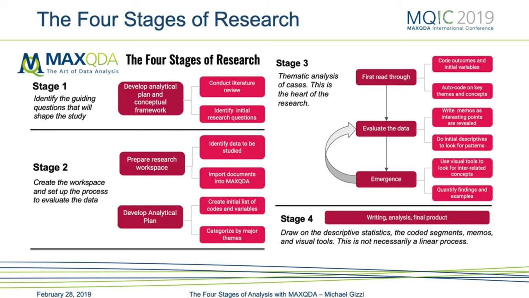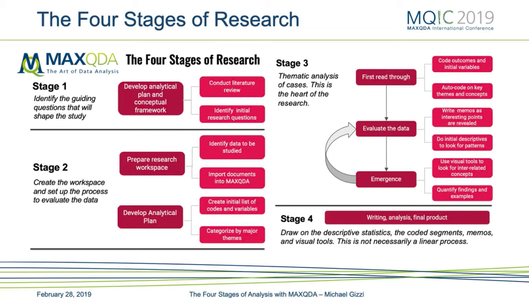We're coding documents in our third stage, and we're analyzing. MAXQDA's tagline is the art of data analysis. I like that. Thematic analysis, I think, is the heart of this process. We're coding, but we're also exploring, evaluating the data, and taking notes, memos. We're tracking what we're doing. And this process is, I like to say, emergent. It's not linear. Well, coding is sort of linear. We read, we code, but sometimes we go back to other documents and say, oh, I missed that. And then ultimately the last stage, which is also occurring up above, I'll stay here, is we're writing. We have final results and we actually have to complete this project.